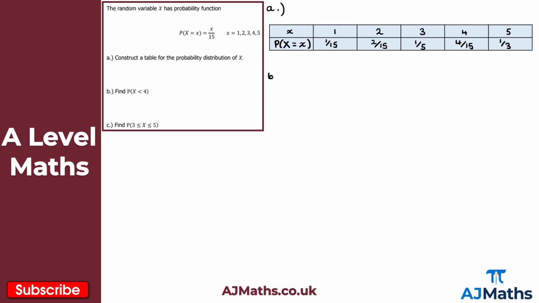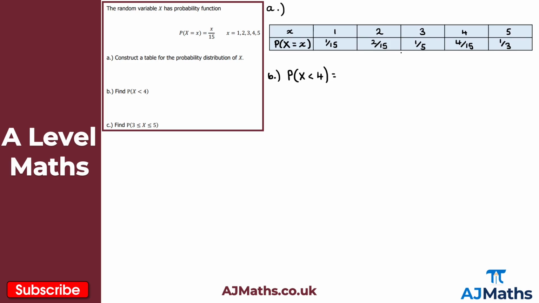Now for part B then, we're now looking to find this probability here for our random variable x. So we're looking for the probability that x is strictly less than 4. So how do we find this probability here? Well, we need to actually look at what values we want here for our random variable x. So we want values of x strictly less than 4. So clearly we can't take 4 or 5 here because they're not strictly less than 4. So what that means then is x is going to be equal to 1, 2, and 3. These are the values that we can take.